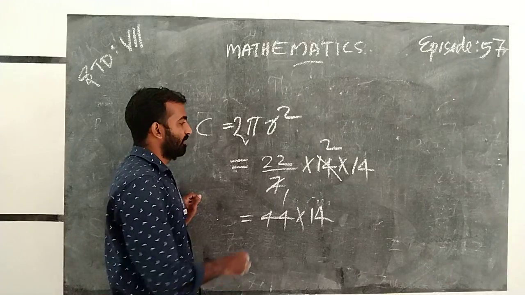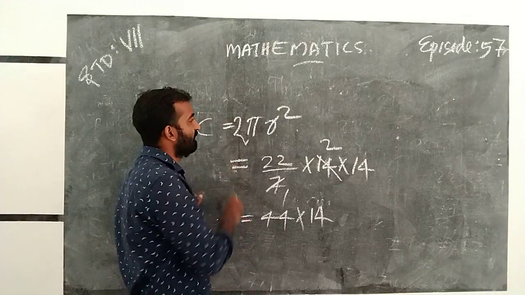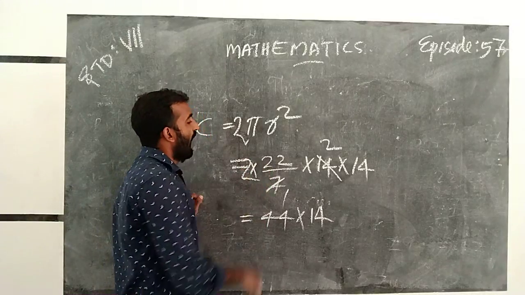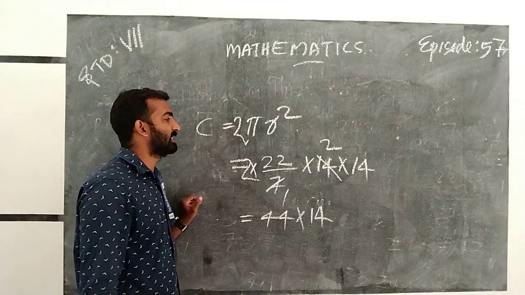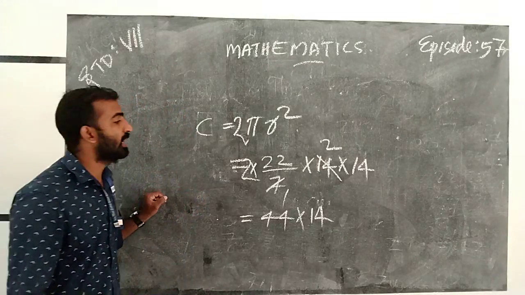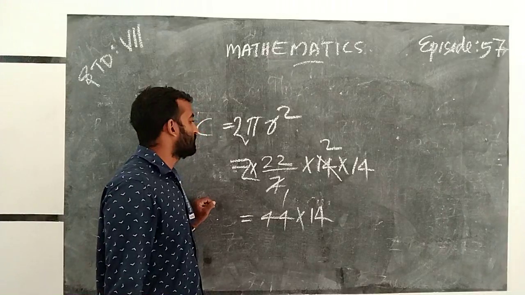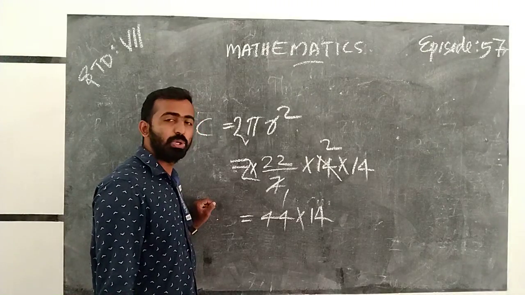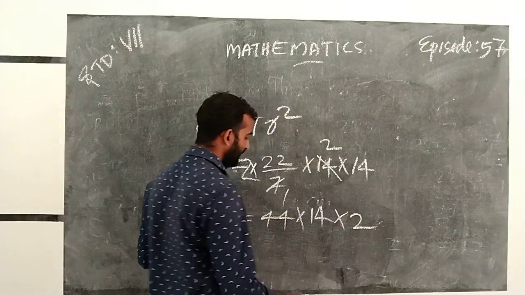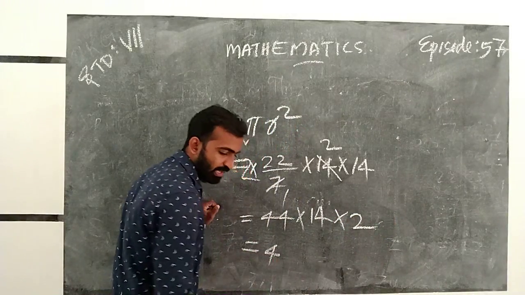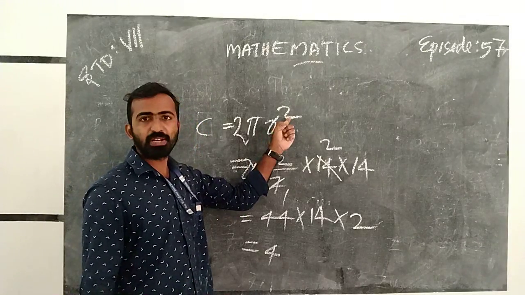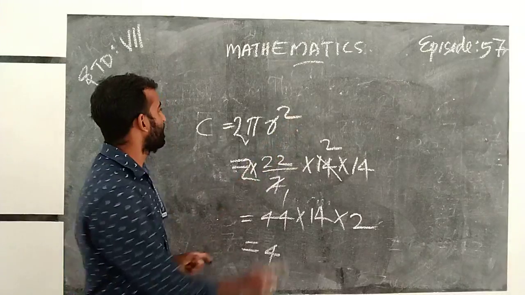Also, circumference is 2 pi r square. So here is also a 2. And 2 into 22 by 7 into 14 into 14. We can simplify 7 and 14. That is 2 into 22 into 2 into 14. Sorry, not pi r square. This is not the equation for that.